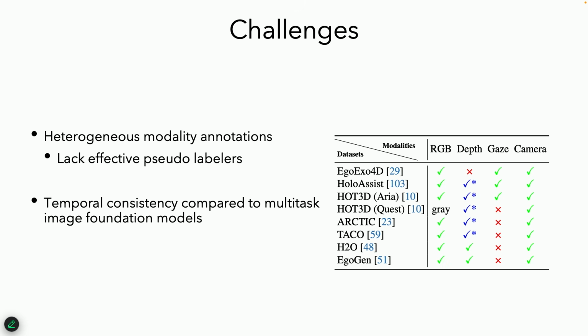And here I refer to the 4M model. If some of you work on multitask image foundation models, 4M can incorporate 21 modalities. But the way they train is that for each data point, they have all 21 modalities, all the pseudo-labelers available. And that's not the case here. If I take a training example from, for example, HoloAssist, it has certain modalities, but it certainly lacks certain other modalities. If I take EgoGen, I don't really have gaze because we were not able to synthesize gaze.